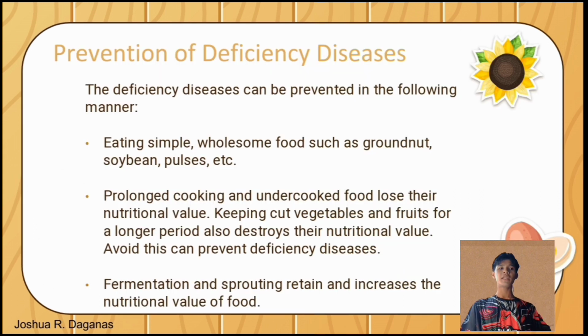Let's proceed to the prevention of deficiency diseases. Deficiency diseases can be prevented in the following manner. First, eating simple, wholesome foods such as groundnut, soybean, pulses, etc. Next, avoid prolonged cooking, as overcooked food loses its nutritional value. Keeping cut vegetables and fruits for a longer period also destroys their natural value. Avoiding this can prevent deficiency diseases.